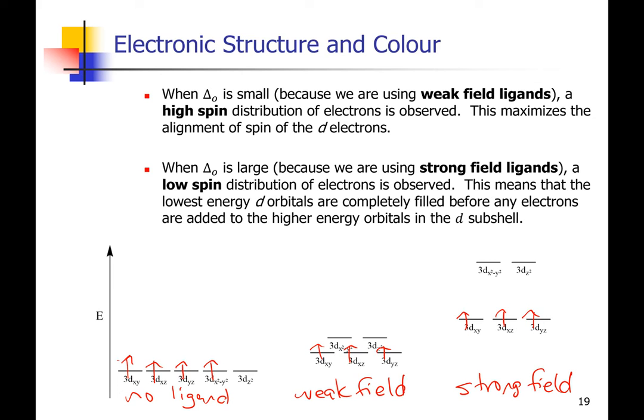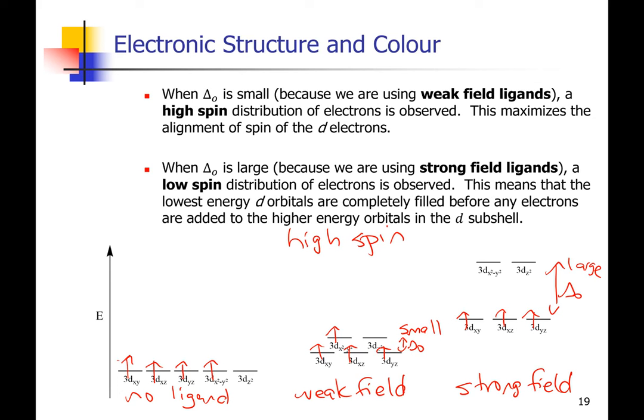And so then we have a trade-off between, is it better to keep lining up our spins, or is it better to continue filling the lower energy orbital? And the answer to that question depends on the size of that energy gap. If we have a very small energy gap, then it is better for us to continue lining up our spins. And in that case, we get what we would call a high spin distribution of electrons.